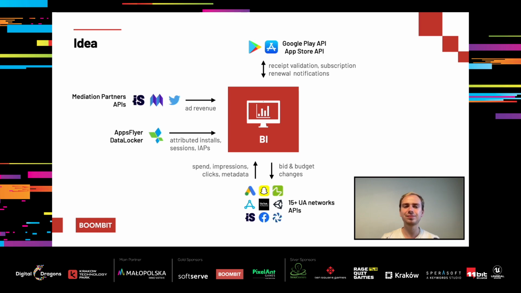As we want to make automation, we need an option to change bids in networks based on our data. Some of the networks have APIs for that. For others, we need some workarounds, but for sure it's doable.